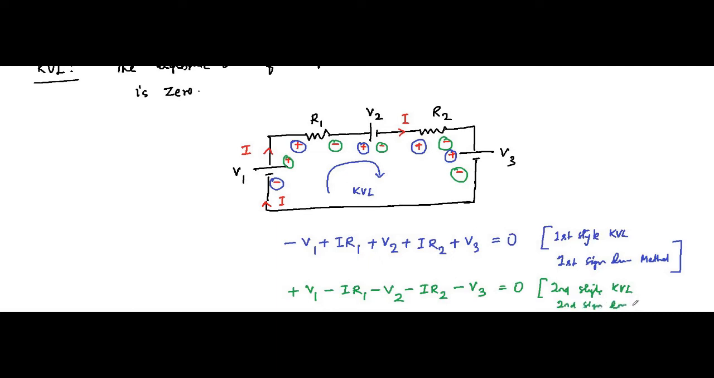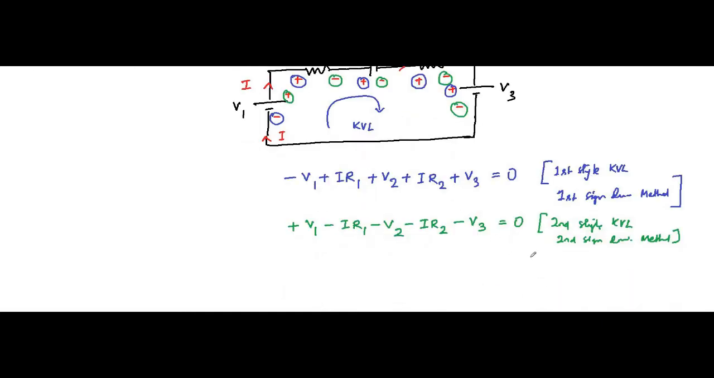I generally use this style, the second sign, because this is the way I started writing KVL equations from the beginning of my college days. So I am familiar with it, I am comfortable with it, so I always write in this way. But if you write in the other way, that is also correct, because either way it is right.